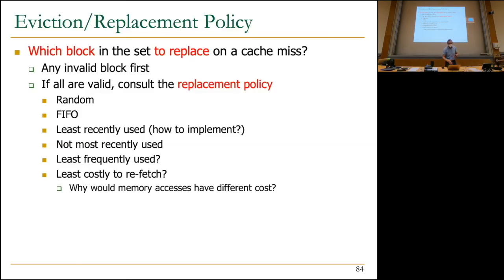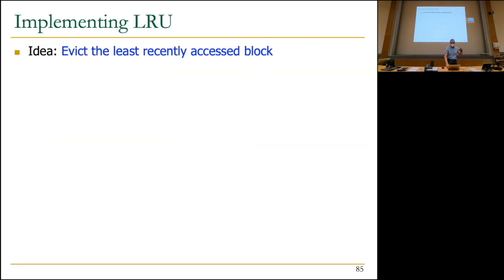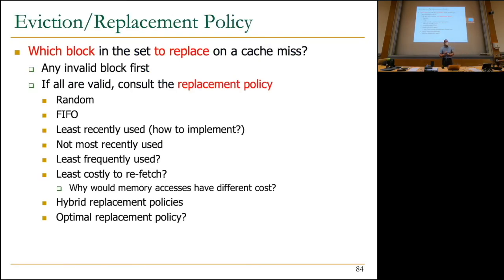Actually, it is different. Another idea here: least costly to refetch. Memory accesses may have different costs, actually. And there may be hybrid replacement policies. And then think about the optimal replacement policy. What's the optimal that you can do if you want to minimize the miss rate? What about if you want to maximize performance? Okay, so this is where I intended to stop, actually. We're going to start with some of these questions, and then we're going to look at many other different cache policies in the next lecture.